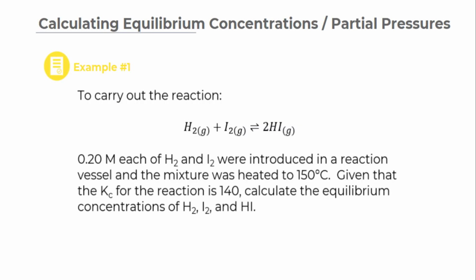To carry out the reaction, 1 mole hydrogen plus 1 mole iodine forming 2 moles hydrogen iodide, 0.20 molar each of hydrogen and iodine were introduced in a reaction vessel, and the mixture was heated to 150 degrees Celsius. Given that the equilibrium constant for the reaction is 140, calculate the equilibrium concentrations of hydrogen, iodine, and hydrogen iodide.